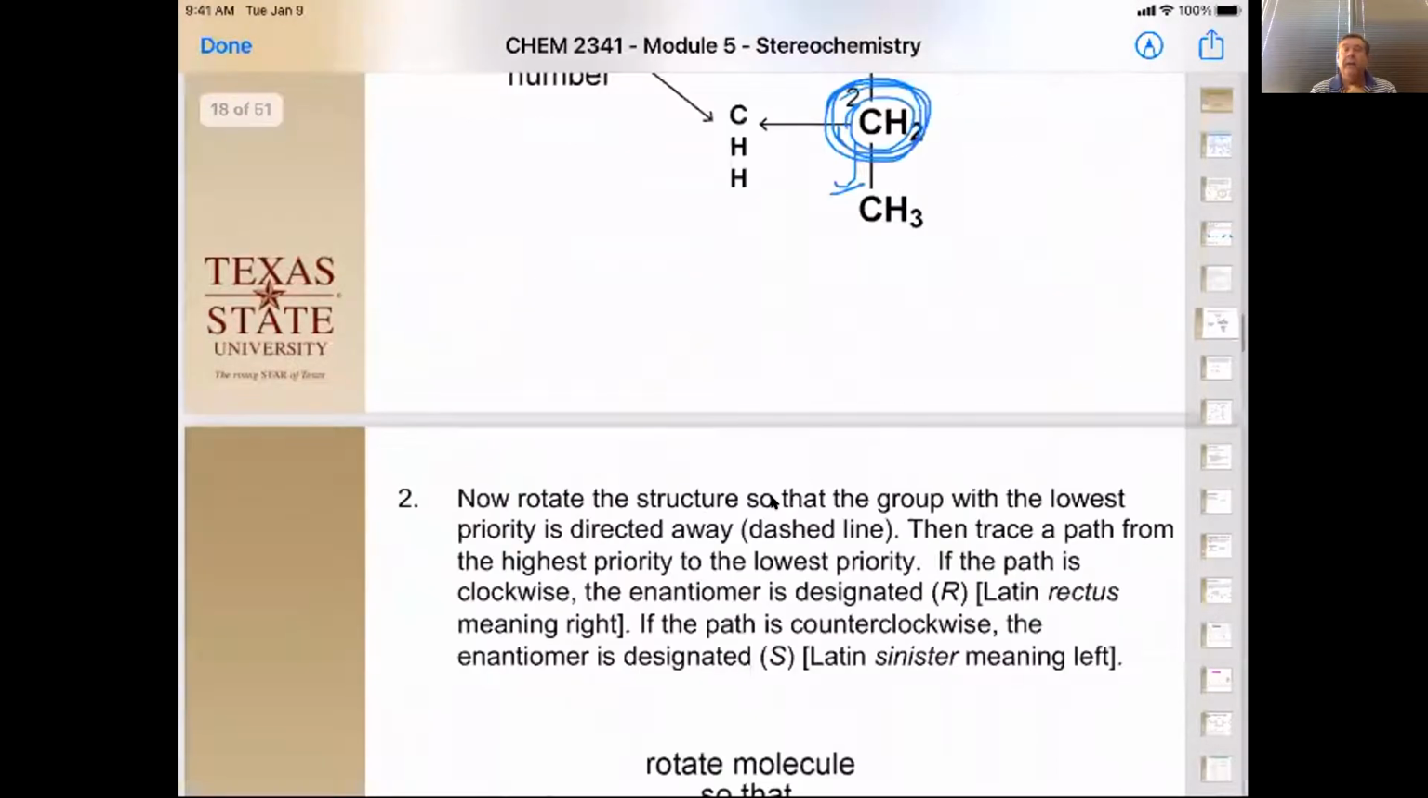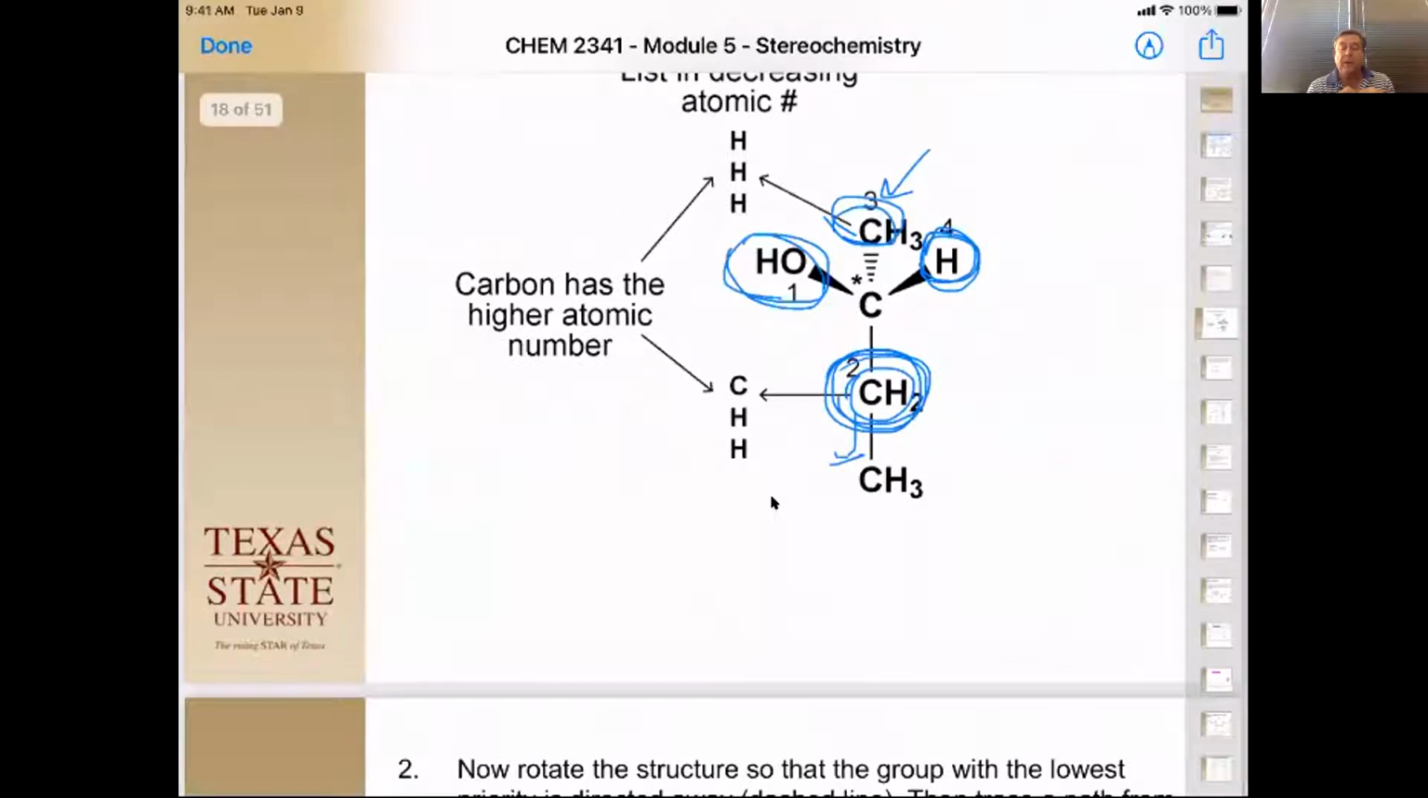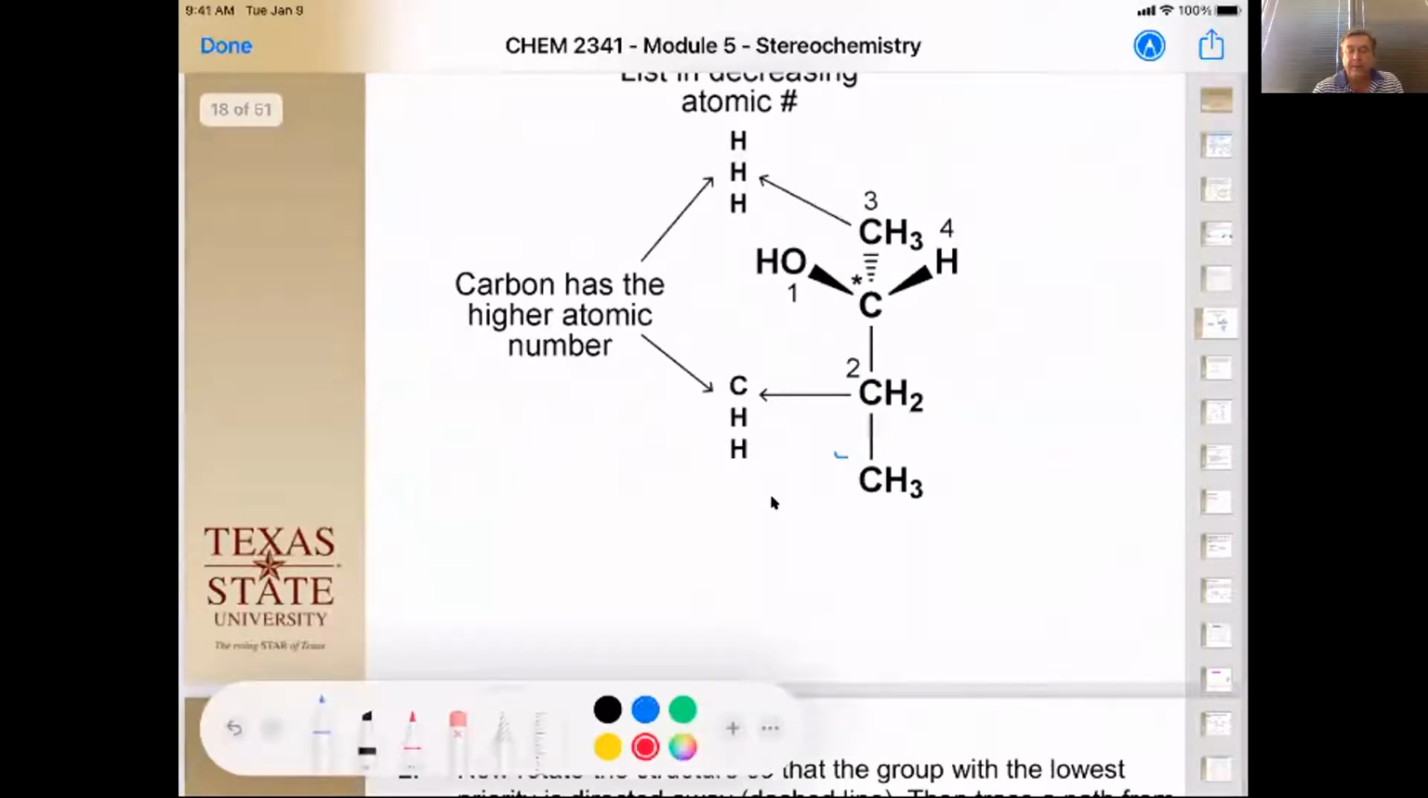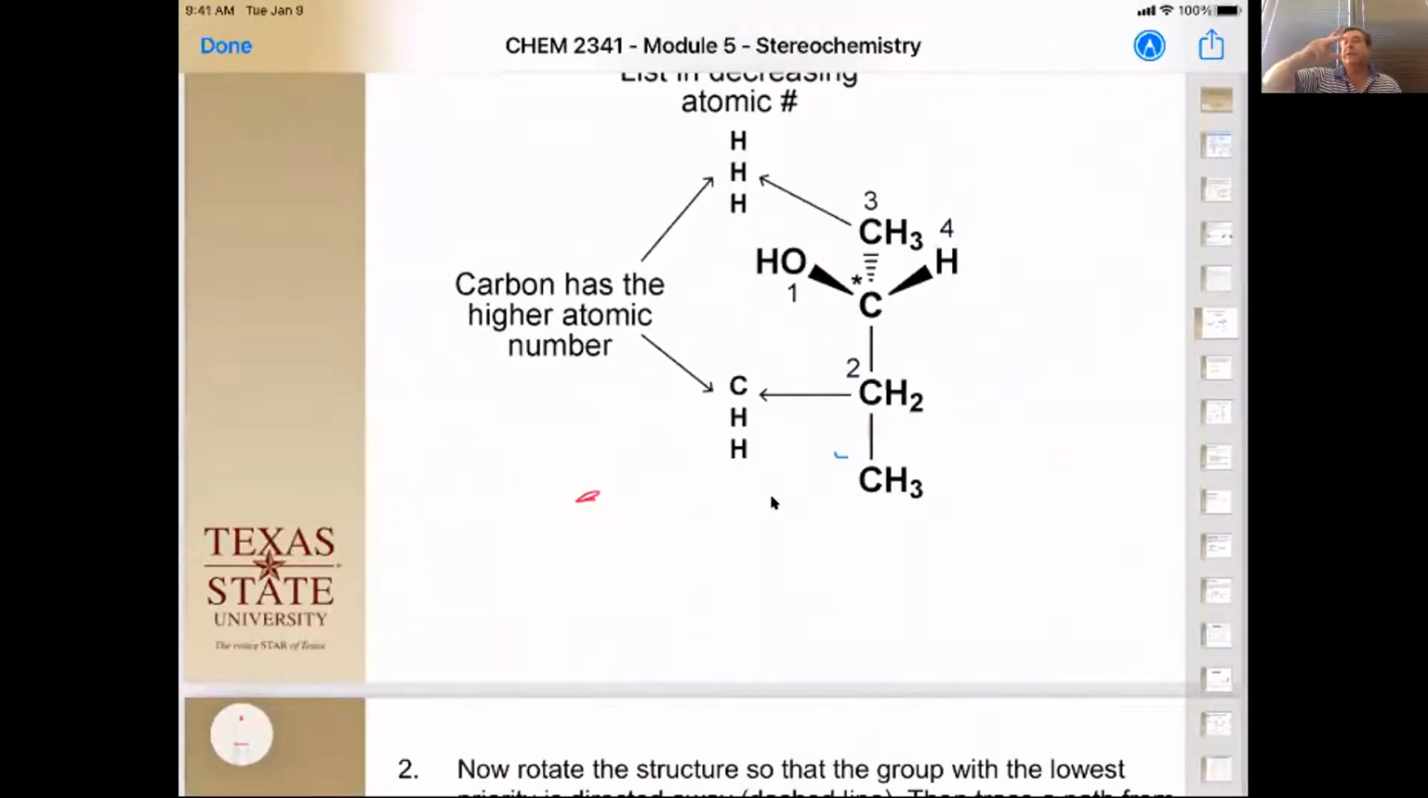I have another way to do it that I like a little bit better. I can actually start from this drawing right here. What you do is you take your hand and always put your number 4 priority where your wrist is. Looking at this picture, I would put my hand like this because that hydrogen is poking up out of the paper at us, so I put my wrist up here. And then the next thing that's closest to me is that OH group, so my thumb is going to be priority number 1.